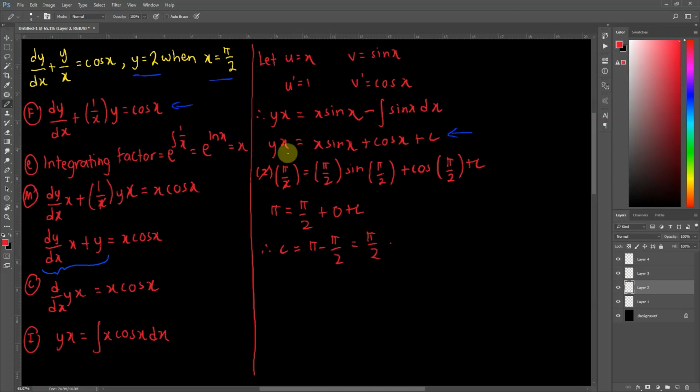Next we sub back our c into our equation. So it becomes yx equals to x sine x plus cos x plus pi over 2. We can make this more beautiful one more time, which is we can just divide everything by x because we want to make y the subject. So y, divide everything by x, becomes sine x plus cos x over x plus pi over 2x. So now we are done.